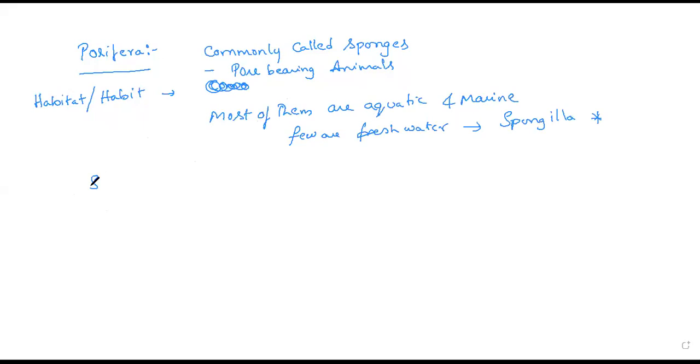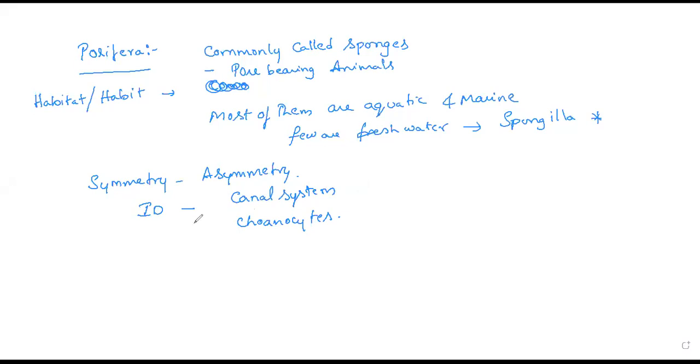So I'll go for the important aspects only. Symmetry in sponges is asymmetry. They do not show any symmetry. Then how are sponges identified? Sponges are identified by canal system and choanocytes.